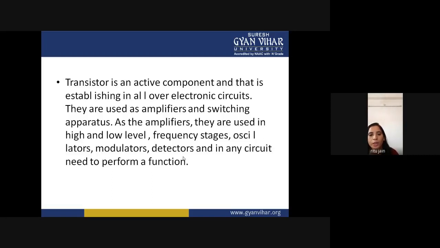We have studied its characteristics because it has three configurations: common base, common collector, and common emitter. In the common base configuration, the base terminal was common to both input and output. In the common collector configuration, the collector terminal was common to both input and output. In the common emitter configuration, the emitter terminal was common for input and output. So there are three basic configurations of a transistor.